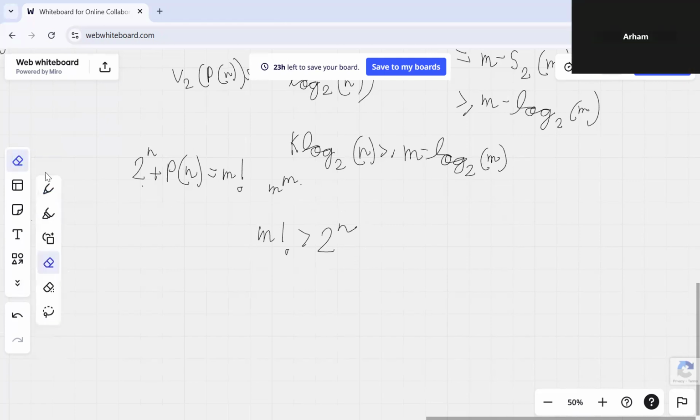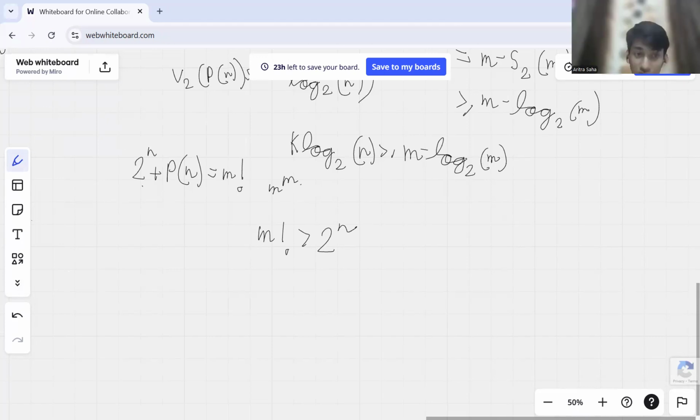Yeah, like I was saying, if m factorial grows faster than 2 to the n and they have to be equal, that means m is much lesser than n. Just use this: 2 to the power n plus p of n. P of n is positive, right? So m factorial is greater than 2 to the power n. Right. Okay. Yeah, makes sense.